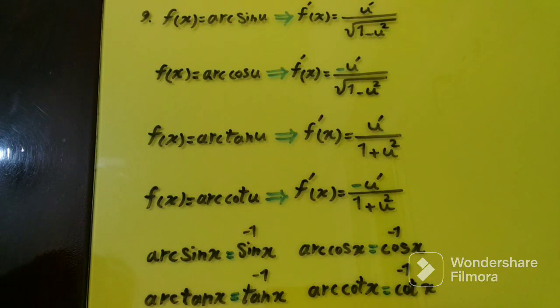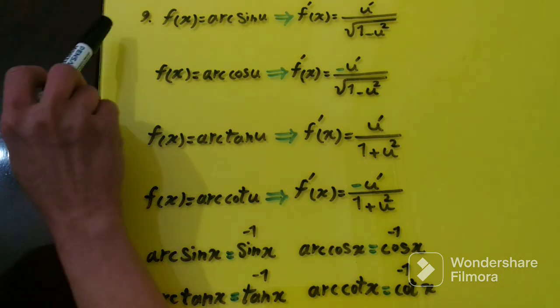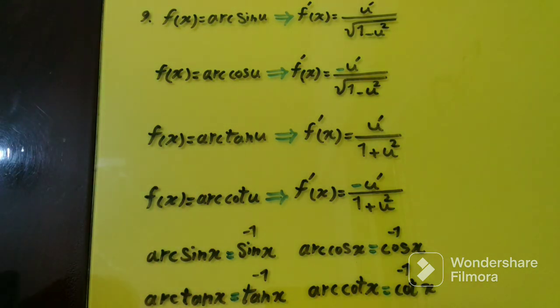Today I'm gonna get the derivative of inverse trigonometric functions. So I continue differentiation rules with the ninth rule. As you see, arc sine x equals inverse sine x, and arc cosine x equals inverse cosine x. It's also for tangent and cotangent.